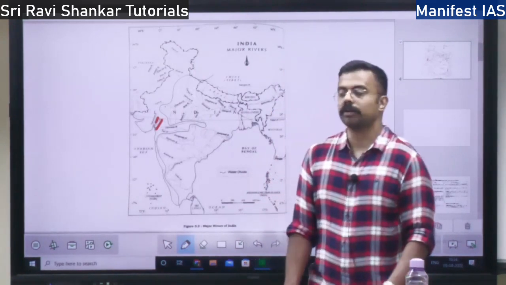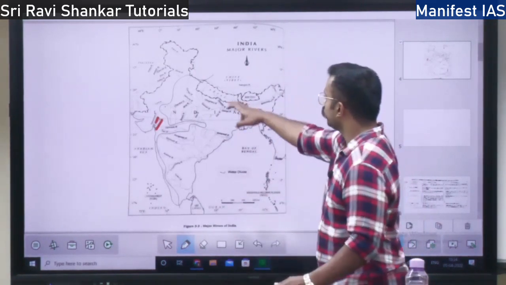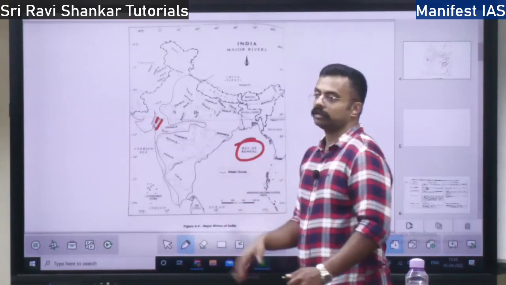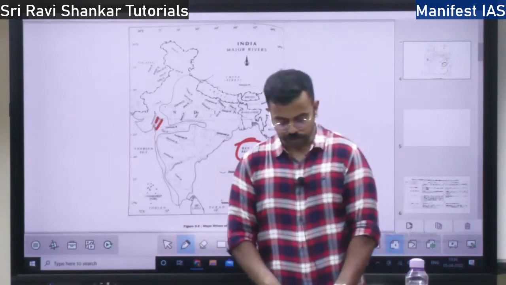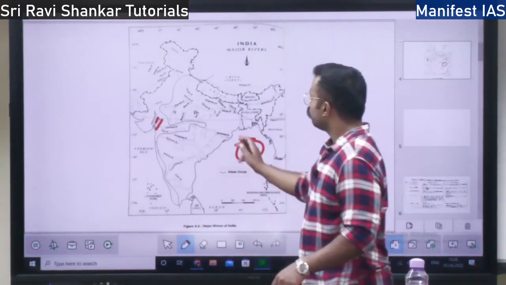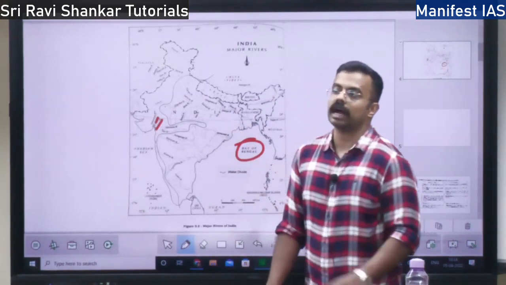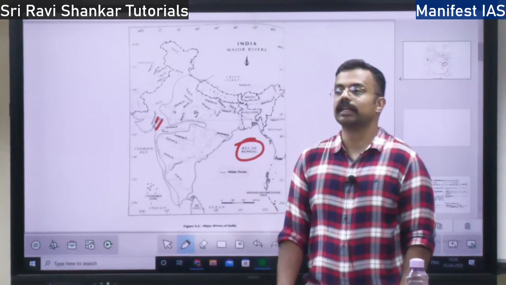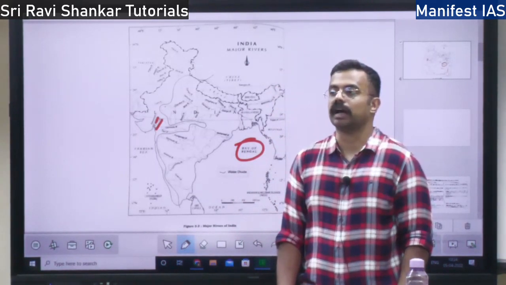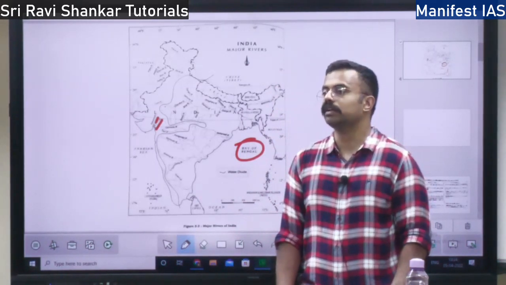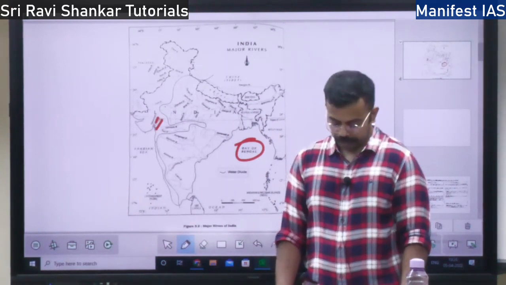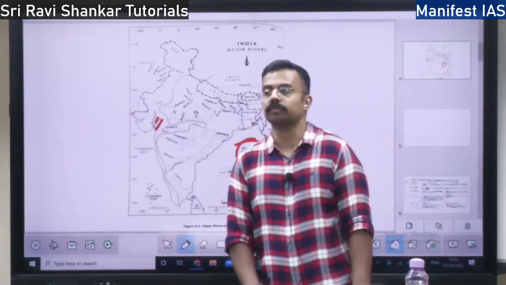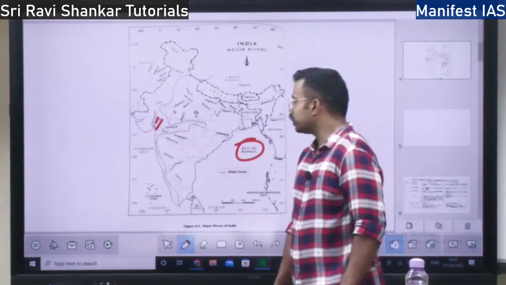Next, we will talk about the small rivers which flow into the Bay of Bengal, east flowing small rivers. In the Odisha region, you have one river called Subarnarekha river. Then you have Baitarni and Brahmani in Odisha. They also flow into the Bay of Bengal. Then you have one more river in Andhra Pradesh called Vamsadhara river.